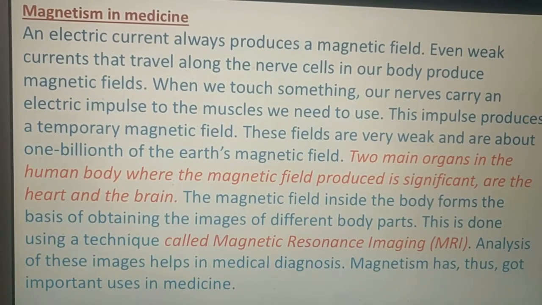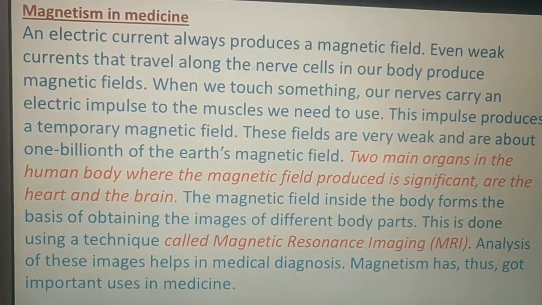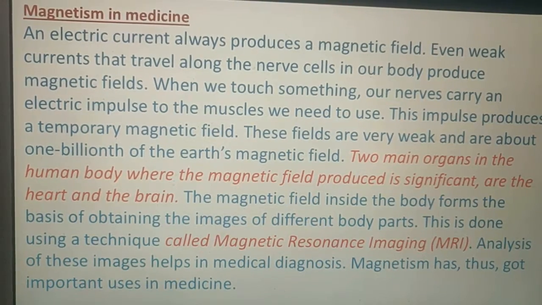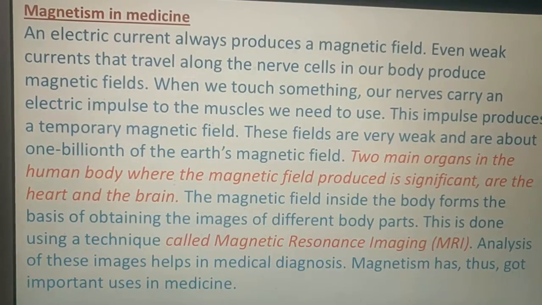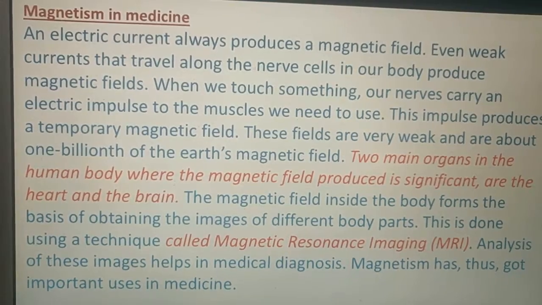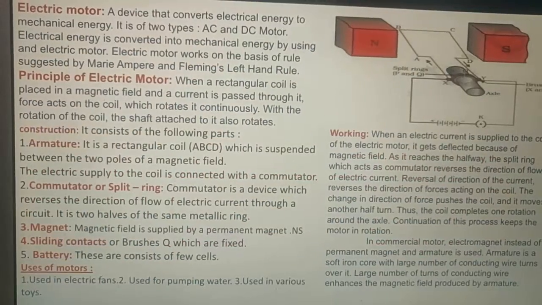Two main organs in the human body where the magnetic field produced is significant are the heart and brain. The magnetic field inside the body forms the basis of obtaining images of different body parts. This is done using a technique called MRI, magnetic resonance imaging. MRI analysis of these images helps in medical diagnosis. Magnetism has therefore got important use in medicine.